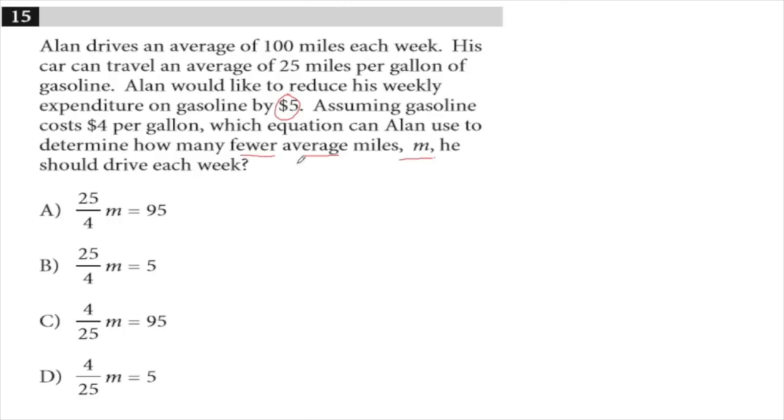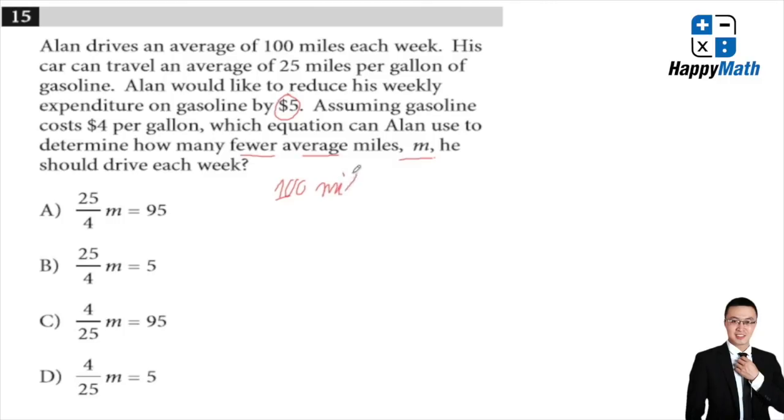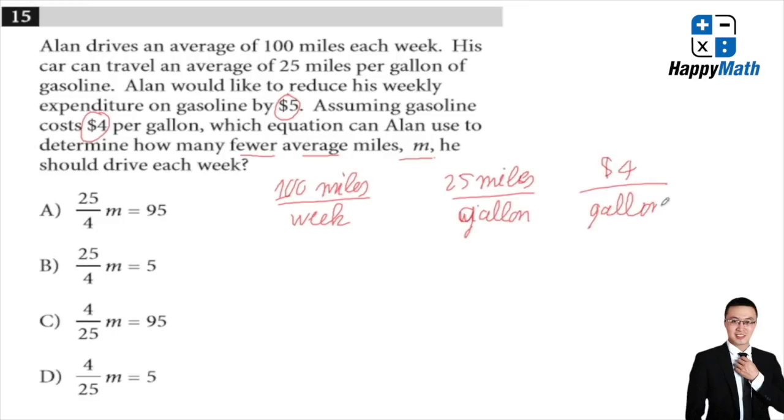So we have to sum up the units here: 100 miles per week, 25 miles per gallon, and the last one is $4 per gallon. So I want to convert from the dollar.